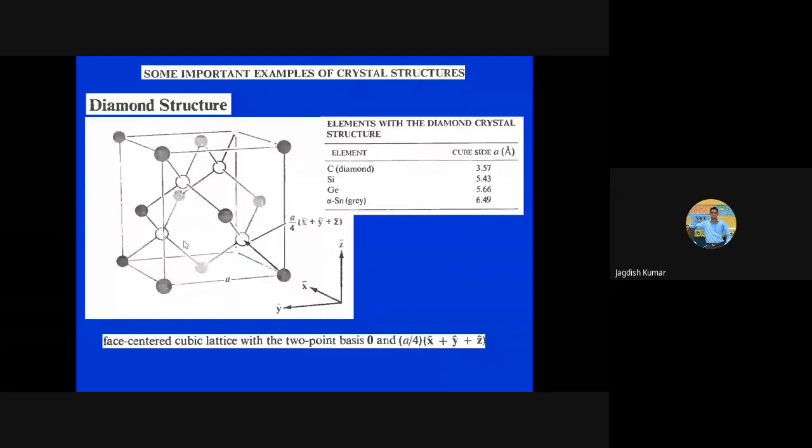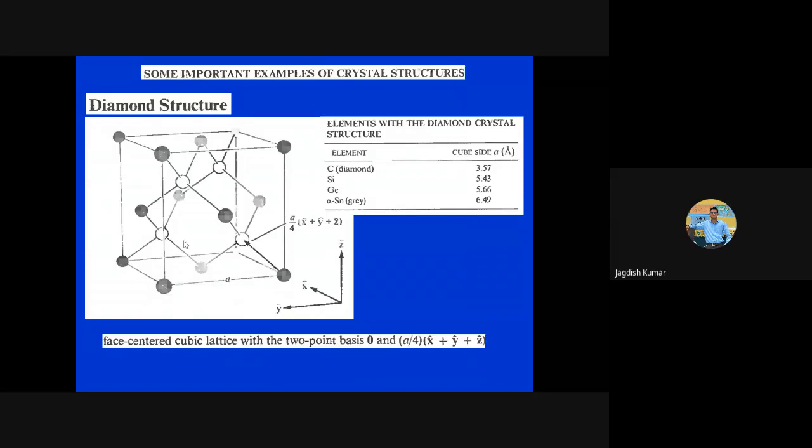Then we know that any crystal structure actually is made up of lattice and basis combined together. So lattice is just an arrangement of points, not atoms. So diamond has a face-centered cubic lattice. And what is the basis? Basis is the group of atoms which is to be put on each lattice point, or which is to be put with respect to each lattice point.